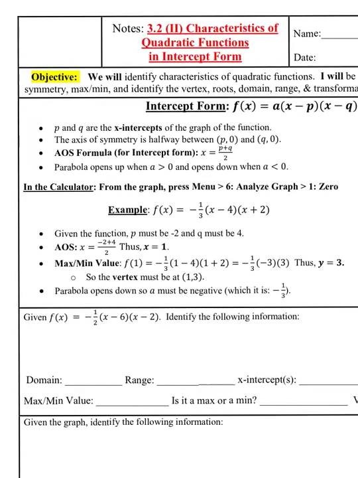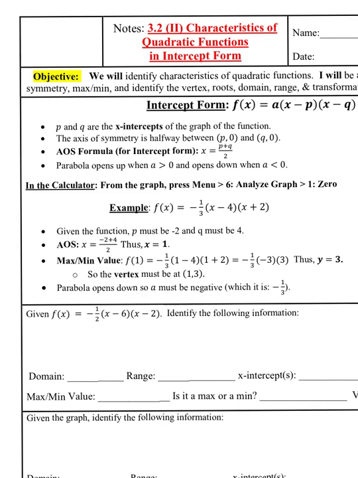If you want to calculate your vertex by hand, you'll need to calculate the axis of symmetry first. Just like we did in the last video, we calculated the axis of symmetry first, but it's a different formula. You use the p and the q, and you divide by 2 because the vertex is halfway in between the x-intercepts. Once you get that, you plug that in to find your y value, and then you know where your vertex is.